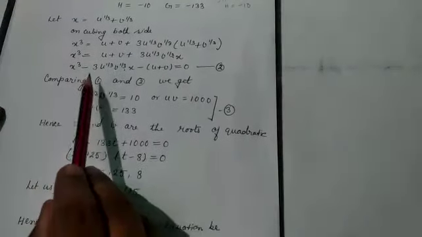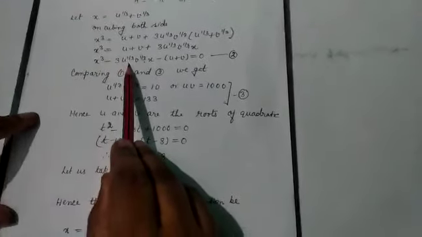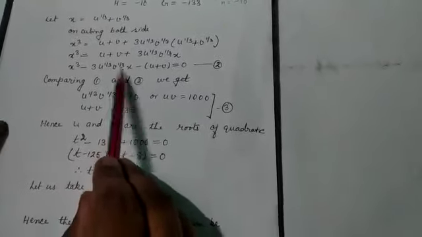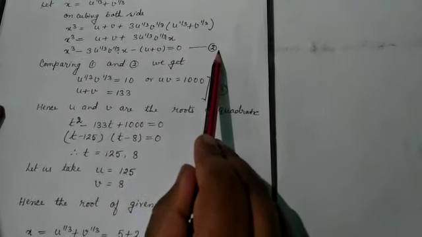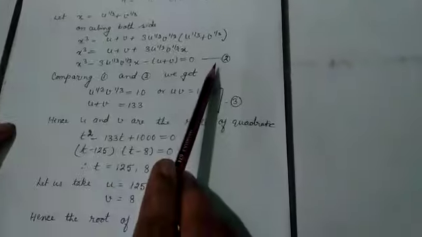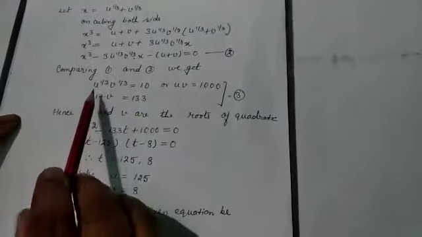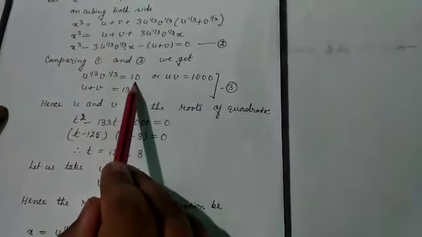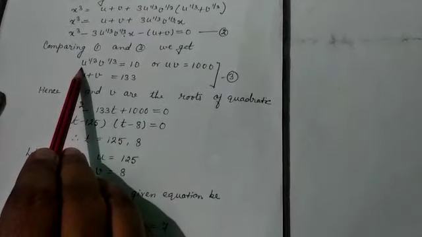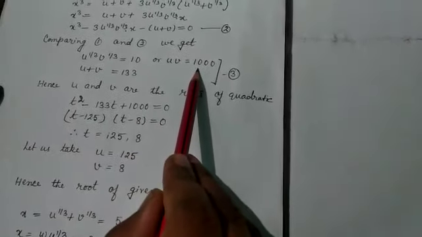Now the equation will become x cube minus 3u to the power 1 by 3, v to the power 1 by 3 into x minus u plus v is equal to 0. Let us take it as equation number 2. Now we will compare equation 1 and 2. On comparing, we get u to the power 1 by 3, v to the power 1 by 3 equal to 10. And on further cubing this, we get the value of uv to be 1000.